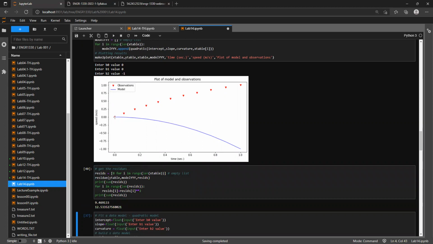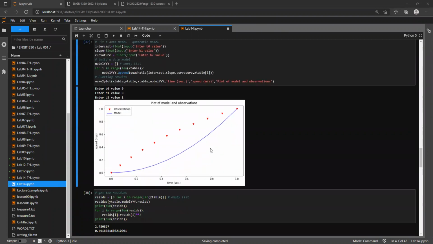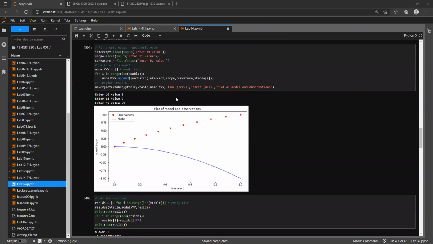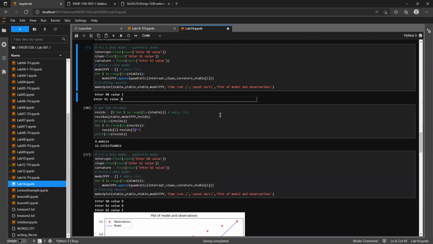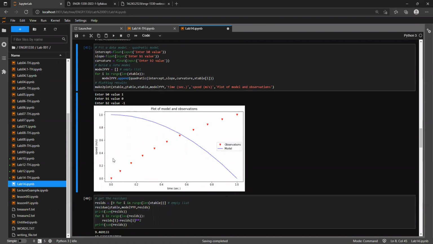If only I had a way, you see how there's kind of a slope here? What if I could turn that slope up? What if I could make this go up somehow? Maybe there's a way to do that. Anybody have an idea? Well, let's see what happens when we change the values. I'll just try this one first: 1, 0, -1. That moved it straight up.